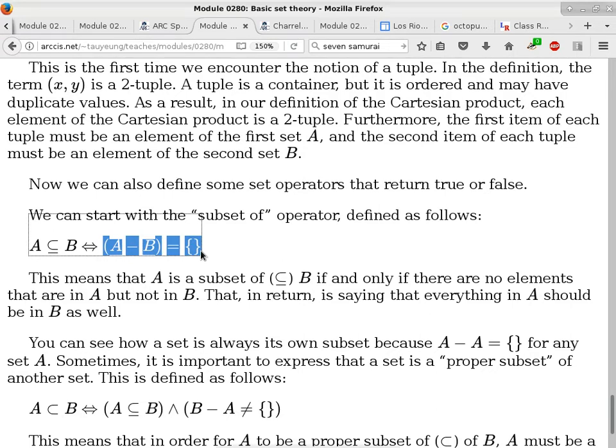I'm laughing in that particular way because what you said has to do with element of, which is kind of independent to what we are talking about here.